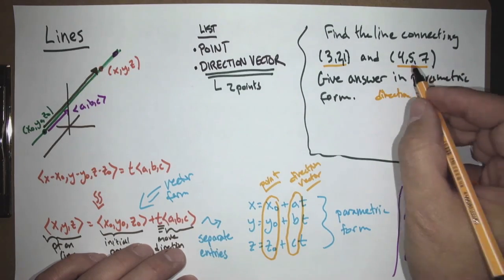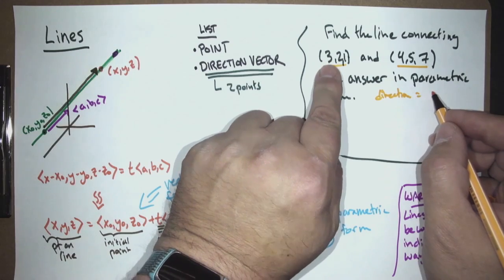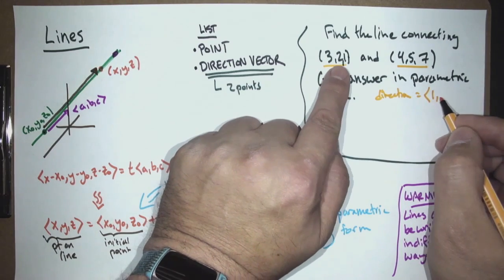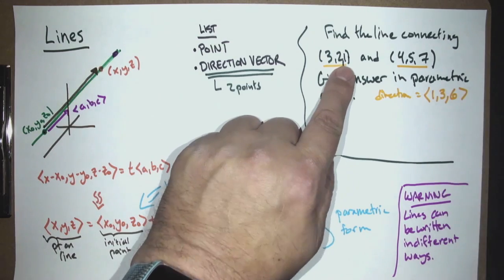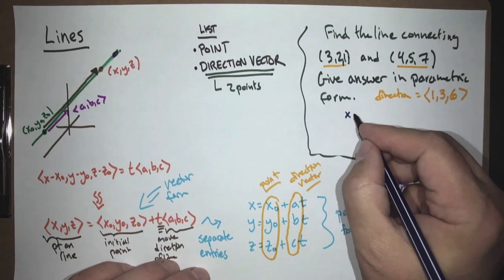It doesn't matter which one we call the start and the finish, so let's suppose we call this one the start. Going from 3, 2, 1 to 4, 5, 7, how much do we change? 1 in the x, 3 in the y, and 6 in the z. 1, 3, 6. Okay, now is that our line? No.